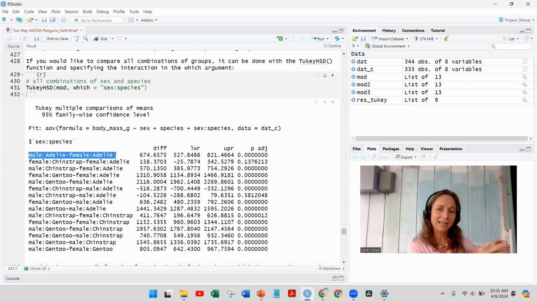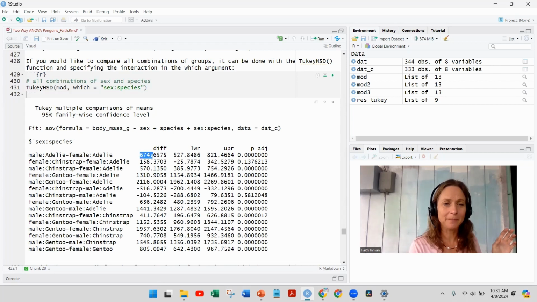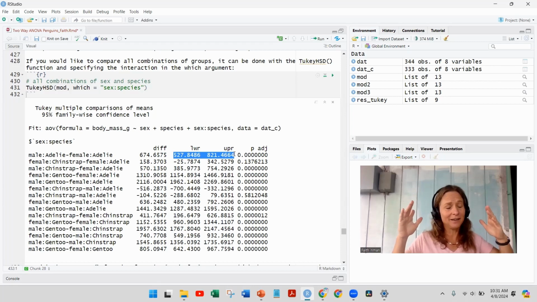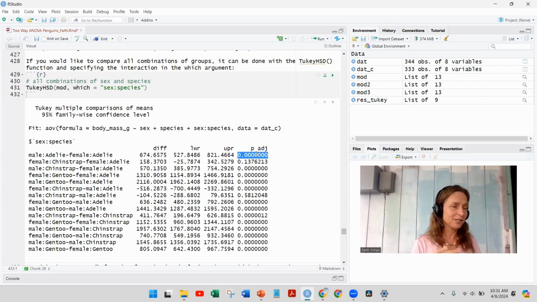If you took just the Adelie and you got the mean of the males and the mean of the females, and you subtracted the mean for the female from the mean for the male for just that species, the difference in means would be about 674, right? And the lower 95% confidence interval would be 527. The upper 95% confidence interval would be about 821. And does that confidence interval include 0? It does not, right? That means, with 95% confidence, we can state that the mean difference is not 0. Reject the null hypothesis. And the p-value is less than 0.05, right? Reject the null hypothesis, the mean difference is very unlikely to be 0.